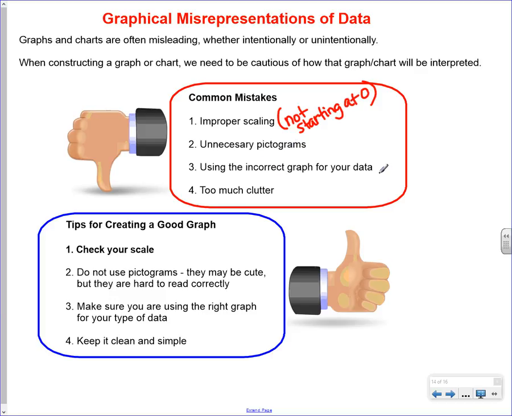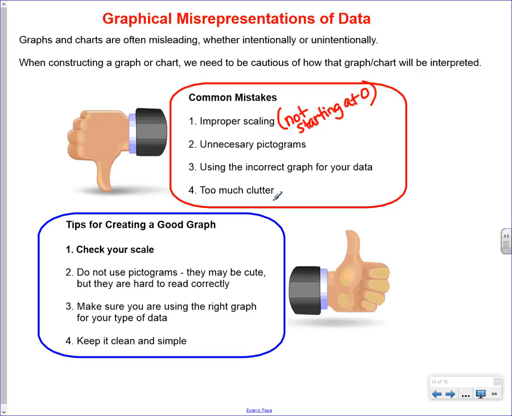Using the incorrect graph for your data, using a pie chart when you don't have 100% of data, using a histogram when you should use a bar graph, that kind of stuff. Too much clutter, okay? Just having too many pictures and colors and 3D effects and all that stuff in your graph. So what are we trying to do with a graph?